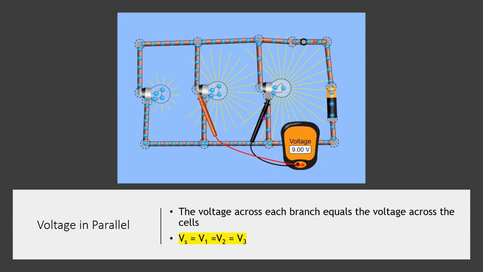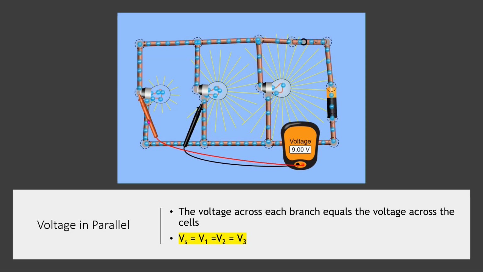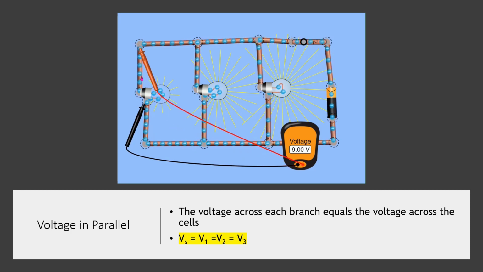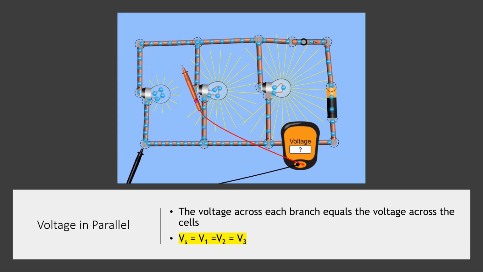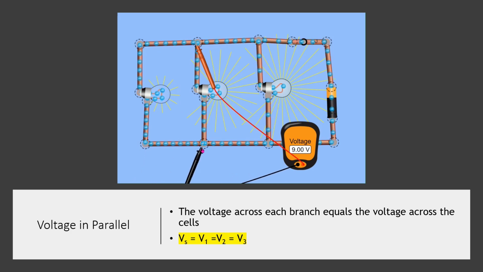This lamp, 9 volts. This lamp should be 9 volts. So the voltage across each branch is equal to the total voltage across the cell. We can click it across there as well. That would be 9 volts. There to there, that would be 9 volts.